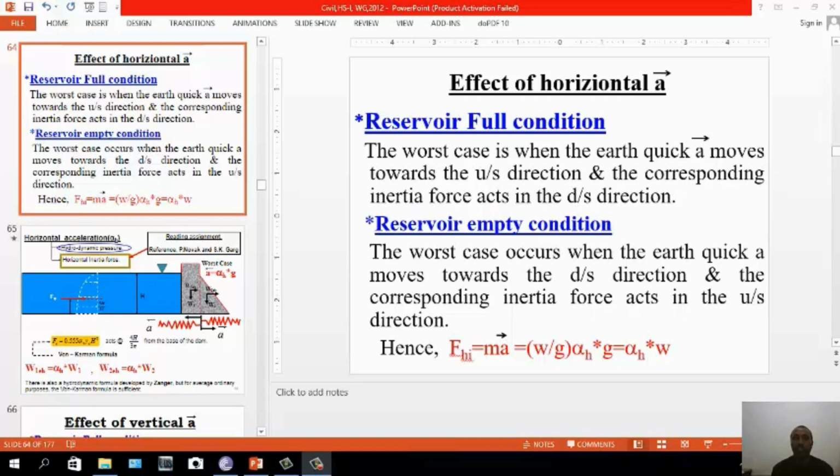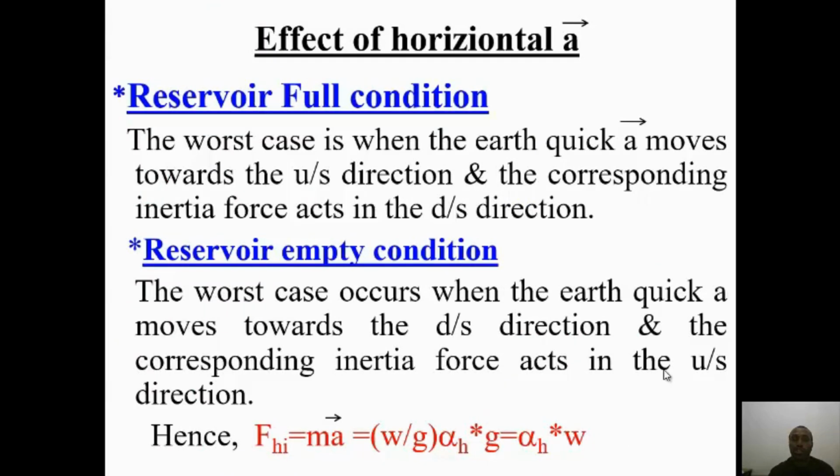So earthquake acceleration may be to the upstream direction, then inertia will be to the downstream direction. So that is the worst case. For reservoir empty condition, just the reverse. The worst case occurs when the earthquake acceleration moves towards the downstream direction, then the inertia force will be to the upstream direction. As a result, the dam may collapse.